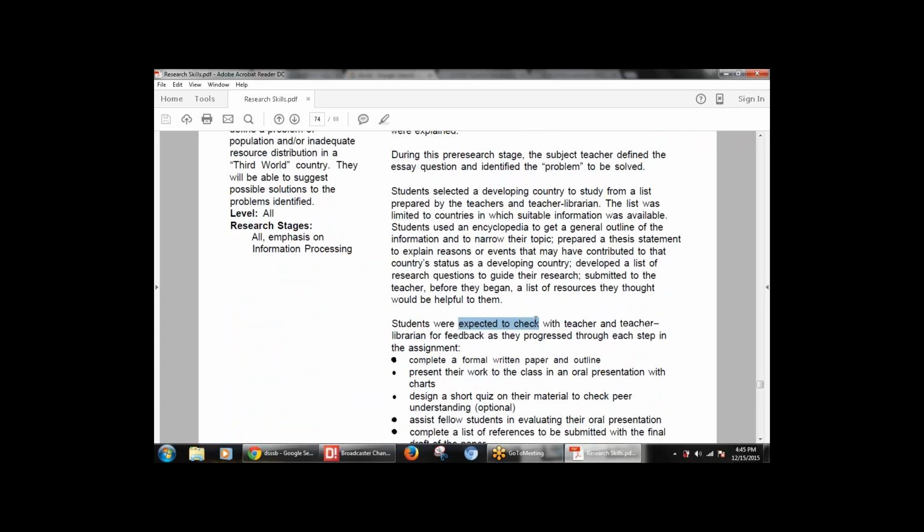The students are expected to check with the teachers and the teacher librarian for feedback as they progress through each step in the assignment, by getting the checklist, that is, completing a formal written paper and the outline. So these are the various activities carried out in the planning.